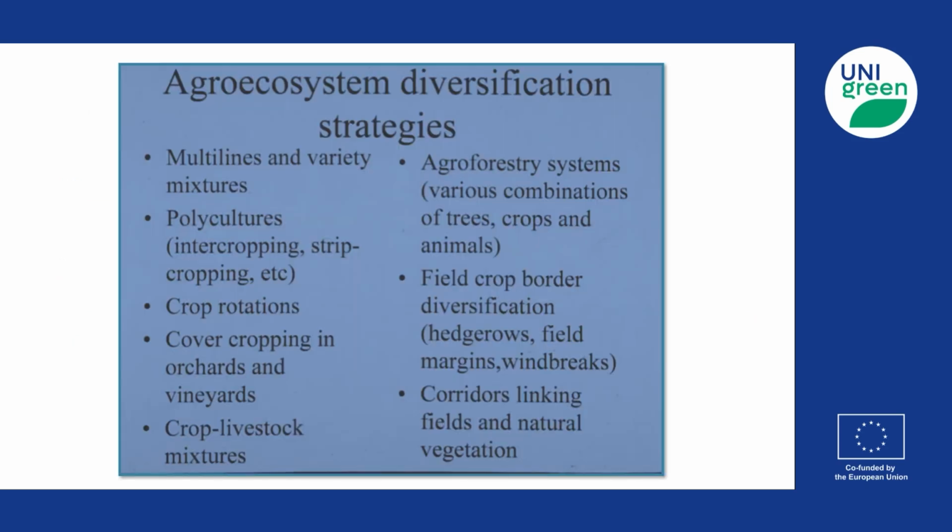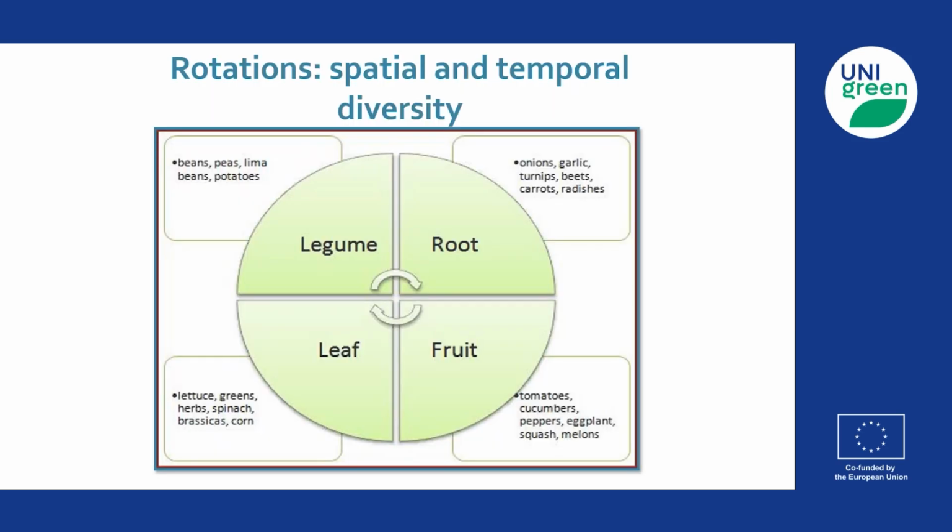So there are different ways we can diversify the system. For example, in the case of genetic diversity, we can use multilines and variety mixtures. In terms of species diversity, we can use polyculture, crop rotation, and cover cropping in orchards. We can use agroforestry systems in the tropics, or even follow an agroforestry system if you have a cover and an orchard in the forestry system. Or you can diversify the borders with hedgerows, hill margins, etc., and corridors. And rotation is one way we break the cycle of pests and diseases.